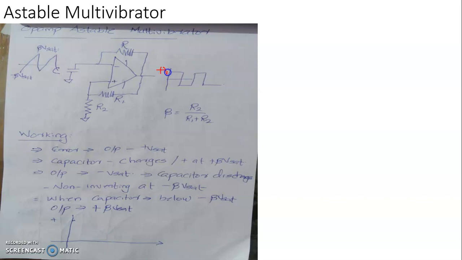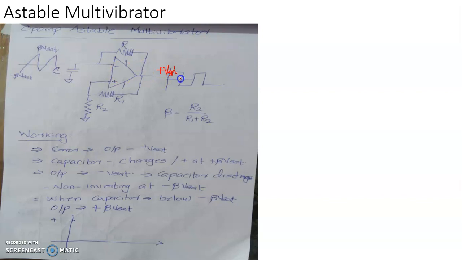So the output will come to one of the quasi-stable states, stay there for a particular duration, then switch to the other quasi-stable state, and stay there for the same duration, so that in the output you will get a square wave. So this can be referred to as a square wave generator as well.